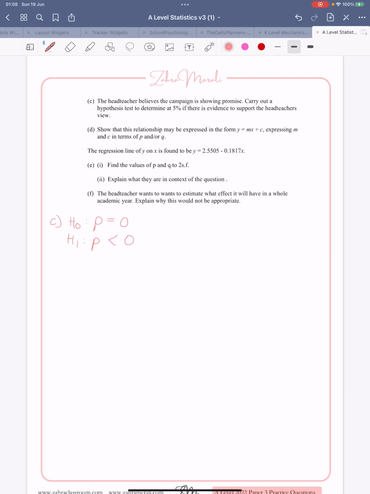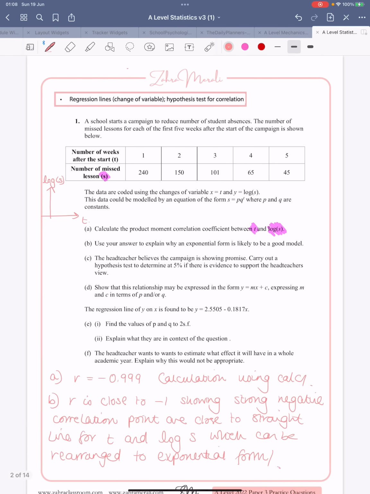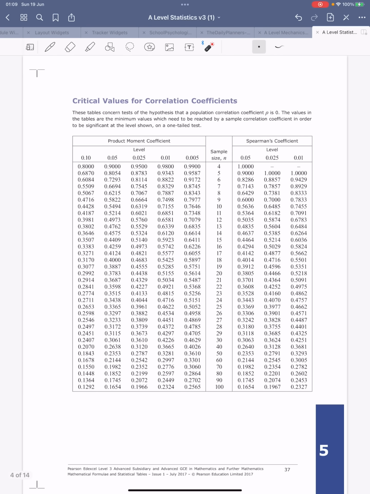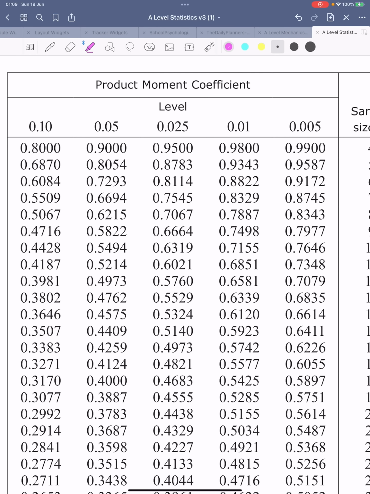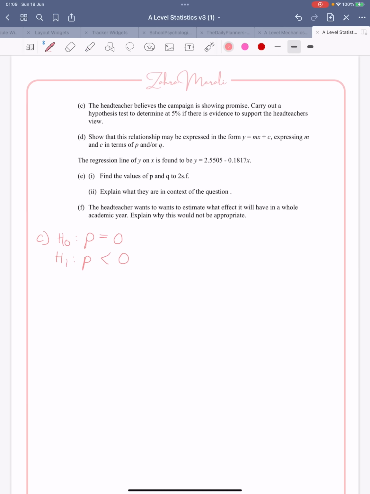And now we're going to carry out the hypothesis test. So the first thing we need to do is find our critical value. So you're going to look at your formula book, and it's page 37 in your formula book, and you get this table. Now, the bit of the table we're interested in is our sample size, which was 5 weeks. So we're going to go down to 5 and then 5%, which gives us this value here, 0.8054, and that is our critical value. So we're going to say critical value equals, and because we're dealing with a negative correlation, we're going to make it minus. We're always thinking about what's in the tails, okay?